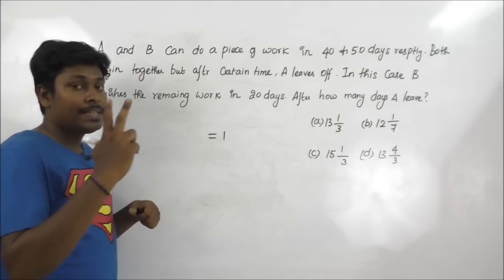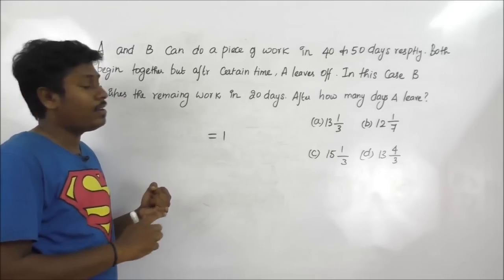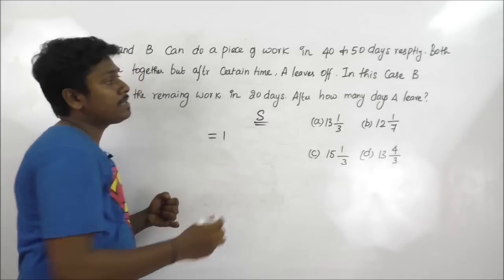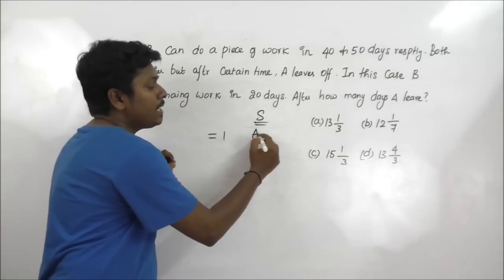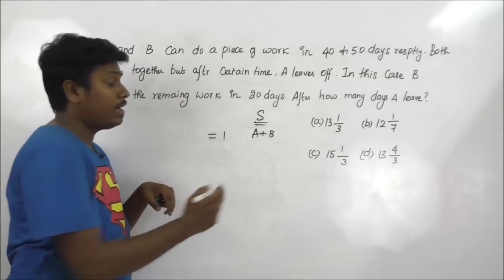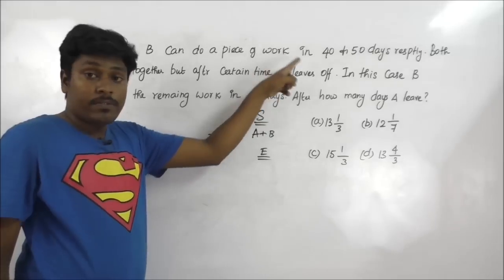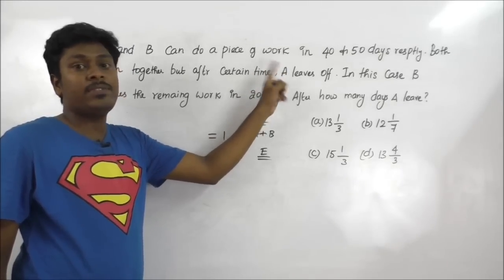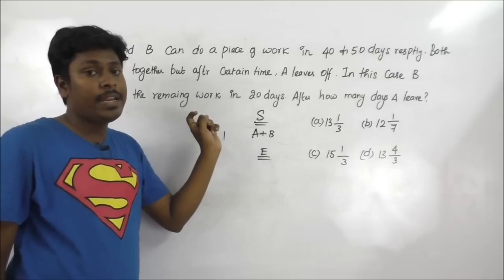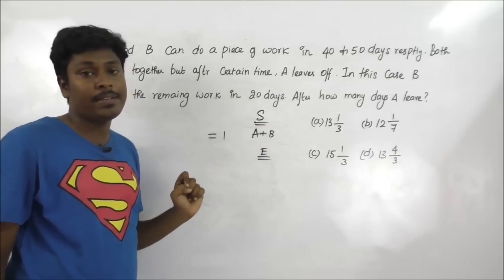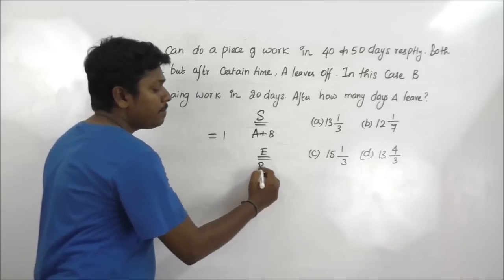Second target, who is there from the start of the job until the end? At the start, both persons begin the job, so both A and B are there. Go for the ending. They have said that A leaves off. We don't know when A leaves, but A leaves at some point. So we can clearly say that B completes the remaining work in 20 days. So B is there from the start until the end.